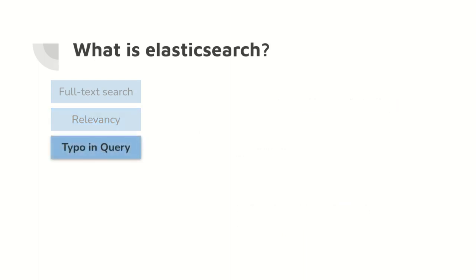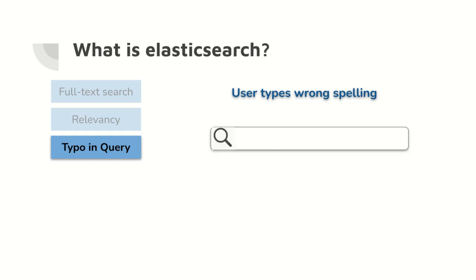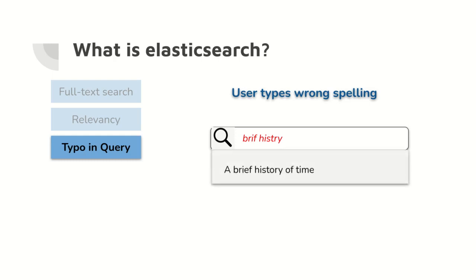Next, we see another important feature, that is typos in the query. Suppose the user types a wrong spelling in the search box, and it happens very often in real life. Let us take an example here. Suppose the user types something like: brief history, with a misspelling. Still, Elasticsearch is able to find the correct item by using approximation algorithms like fuzzy search or phonetic search. This is also a very good feature, and you do not need to do any special configuration to achieve this. Elasticsearch supports all these features by default.